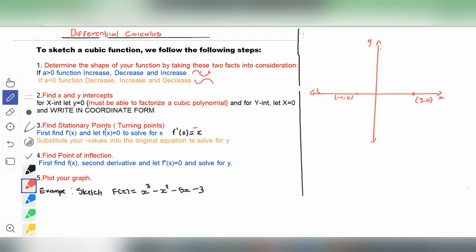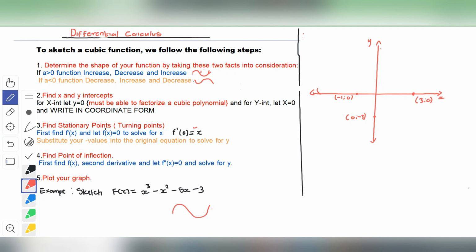Then remember the first step was determining the shape. So we expect our graph to be something like this. So don't forget. After plotting it, now we're going to plot the y-intercept, where x is equal to 0. So the y-intercept, let's put it here, whereby the value is 0 and negative 3. If you still remember, it's 0 and negative 3, which they are here.